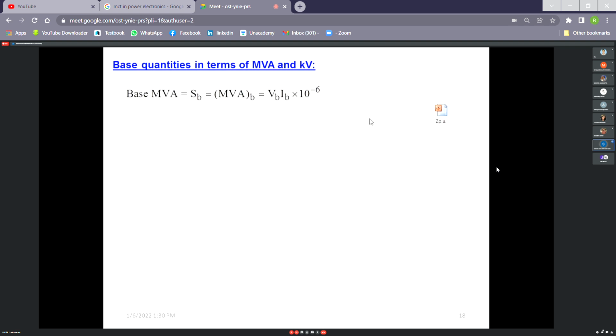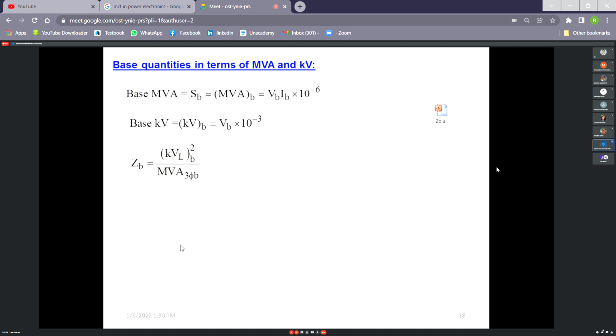Now the same thing I am repeating, because generally we do not consider VB and SB in that way. Sometimes we write directly in MVA. Base MVA means MVA_B, with suffix B, like this. So MVA means actually VB IB into 10 to the power minus 6. Similarly, base kV is generally in kV, so VB into 10 to the power minus 3. Because if it is in VA, then you have to divide it by 10 to the power 6 in that way.